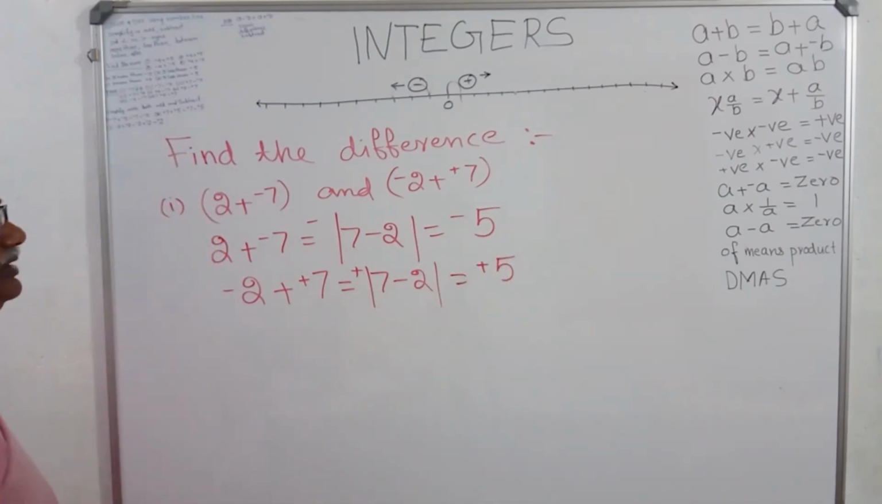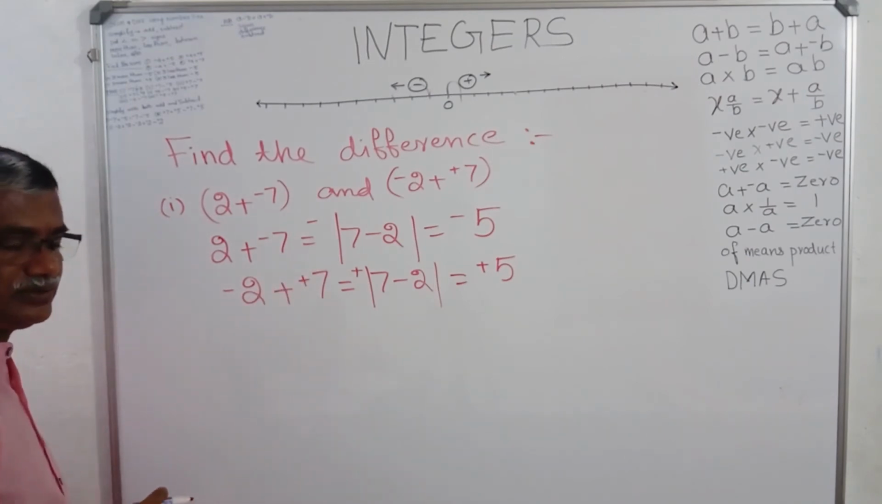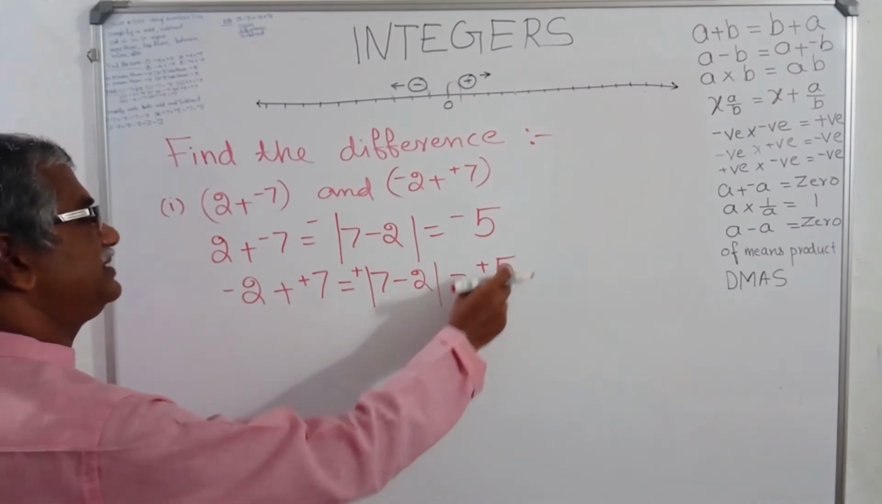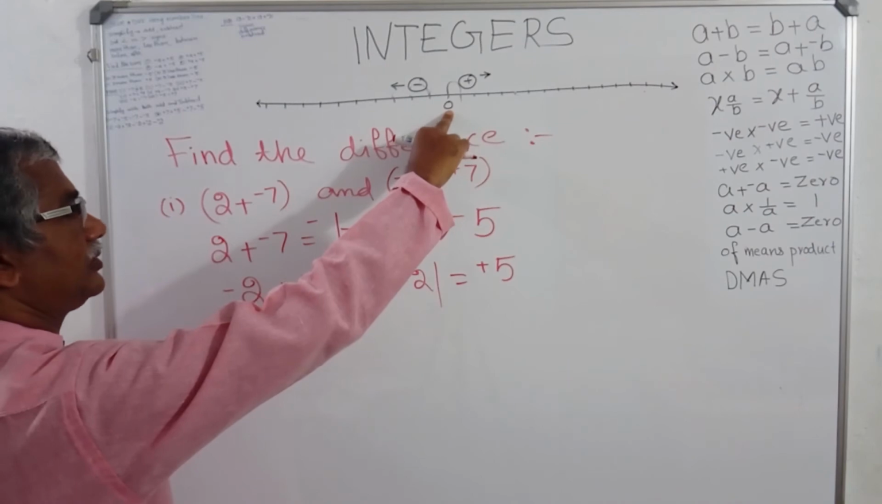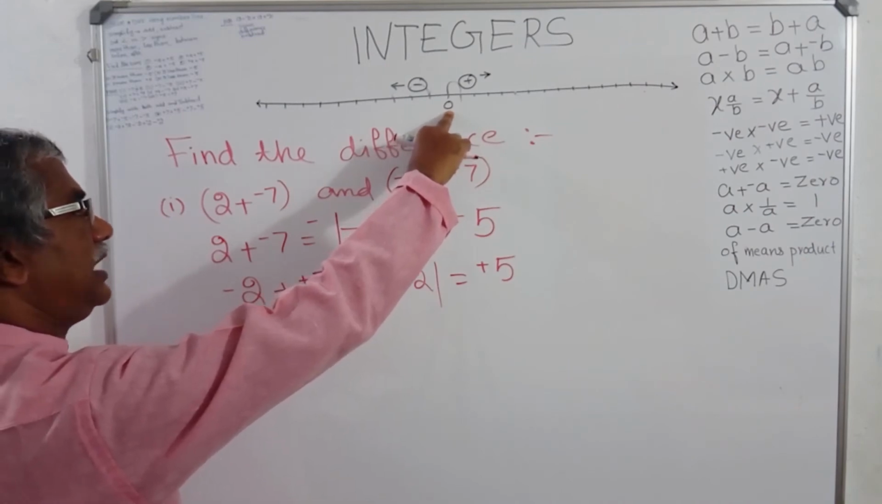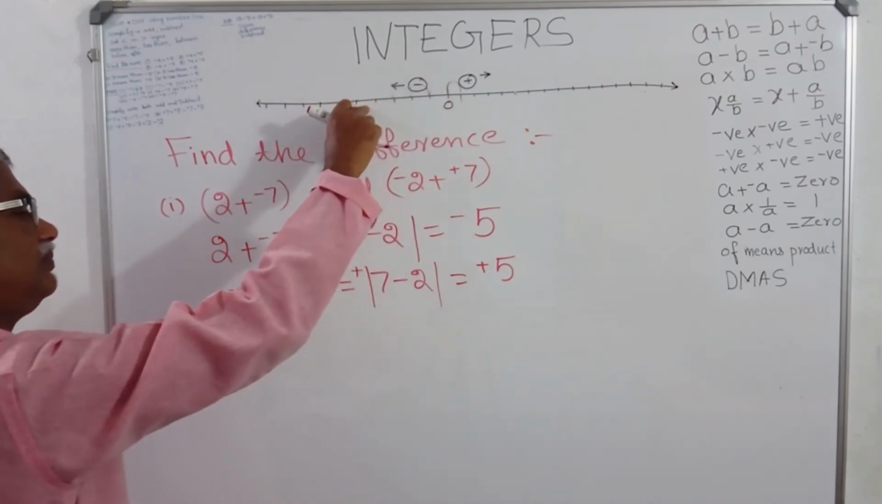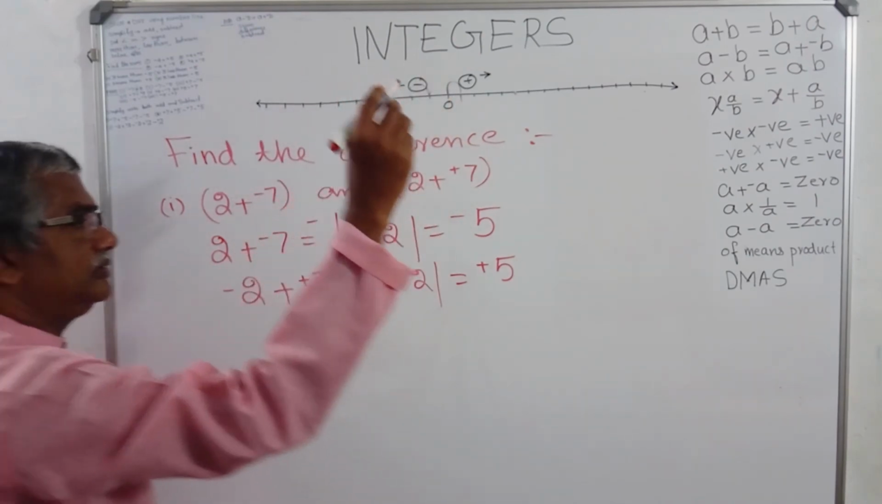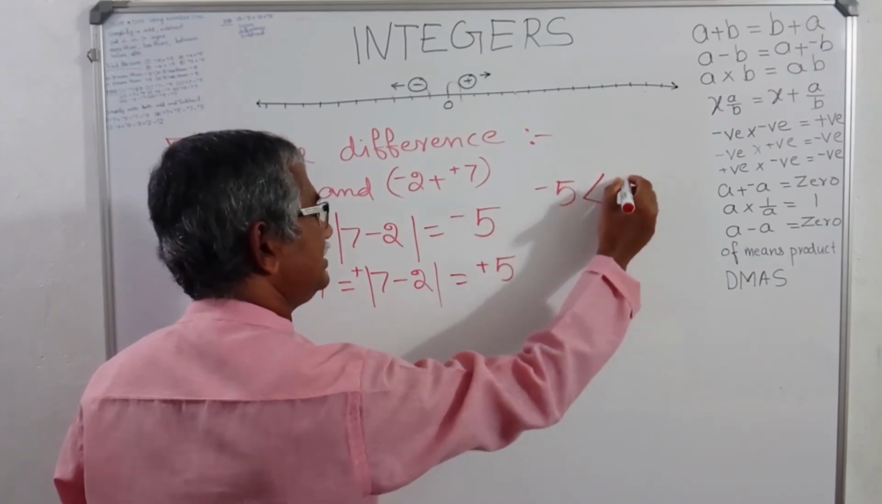So what do we mean by difference? Difference means subtracting smaller from the larger. Which is smaller, which is larger? Consider the middle 0. After 0 is larger, before 0 is smaller. Therefore, you must understand it is less, it is more.